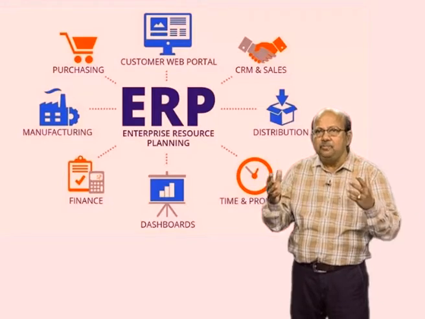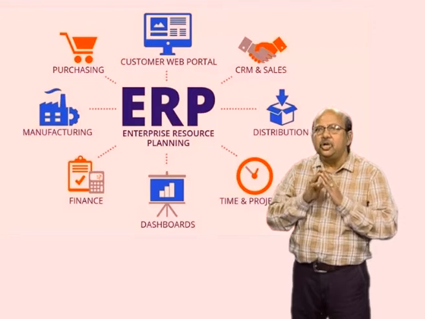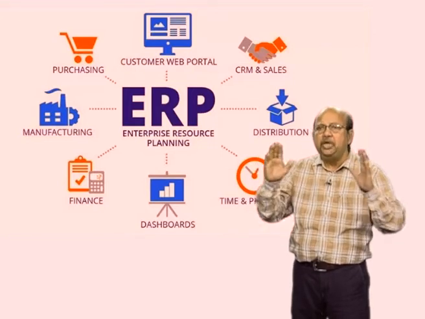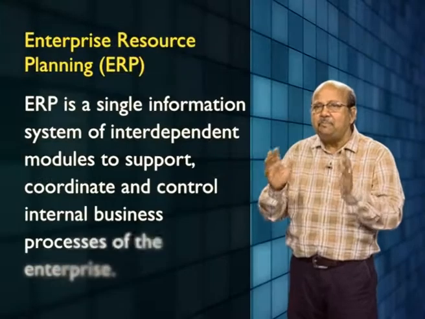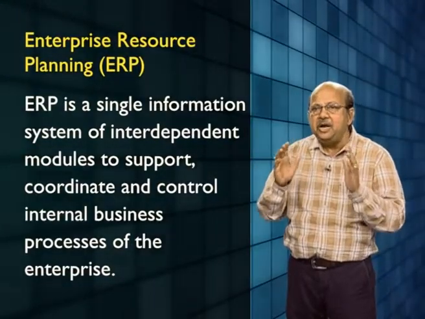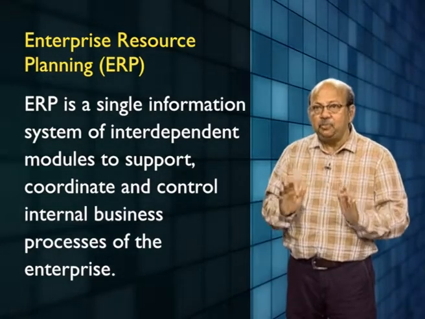Enterprise resource planning is another important information system for the organization. It is one of the most important enterprise systems of the organization. It is for most of the departments of the organization. It is more about internal rather than external, which we will discuss in case of supply chain management and customer relationship management. ERP is a set of interdependent modules to support, coordinate and control internal business processes of the organization.